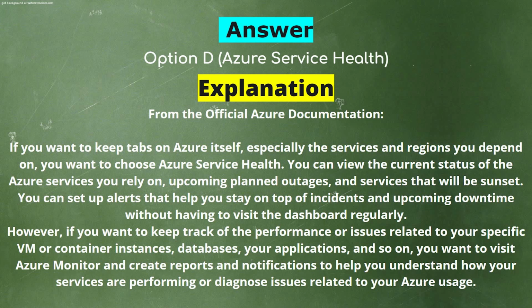on, you want to choose Azure Service Health. You can view the current status of the Azure services you rely on, upcoming planned outages, and services that will be sunset. You can set up alerts that help you stay on top of incidents and upcoming downtime without having to visit the dashboard regularly.